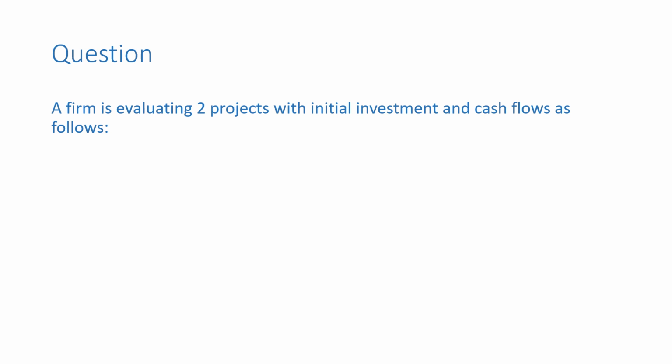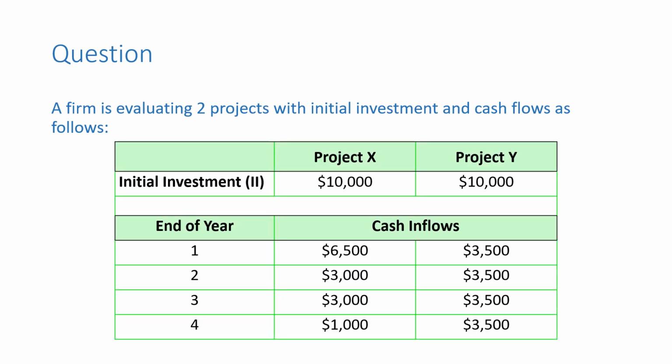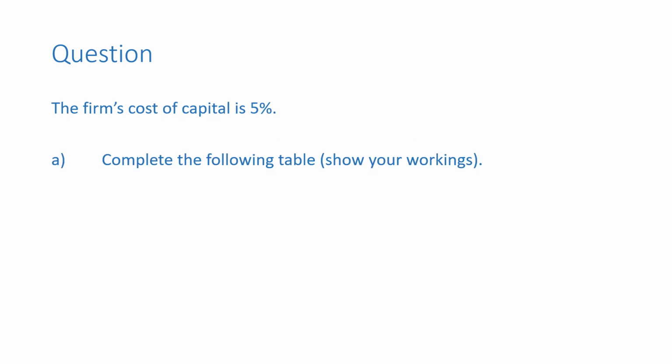A firm is evaluating two projects with initial investment and cash flows as follows. Spend a while to look at the table. Take note, project X is uneven cash flow and project Y is annuity, ordinary annuity. The firm's cost of capital is 5%. Complete the following table. Show your workings.